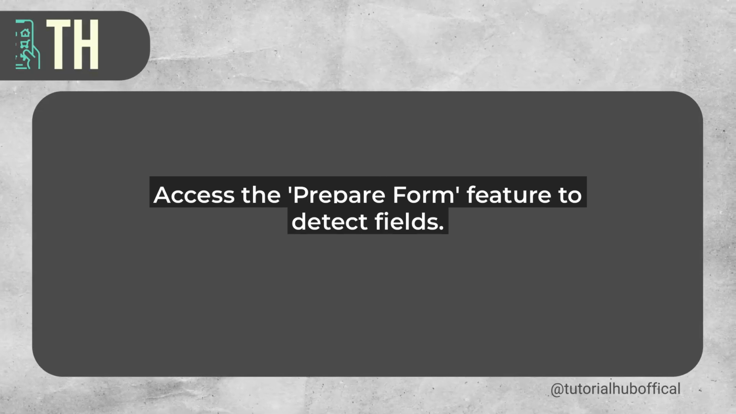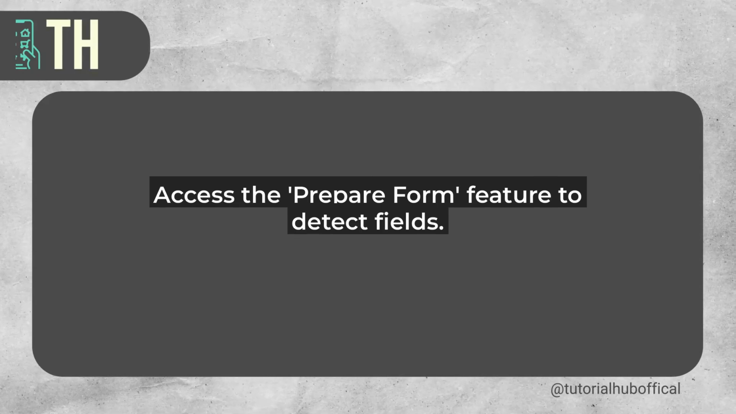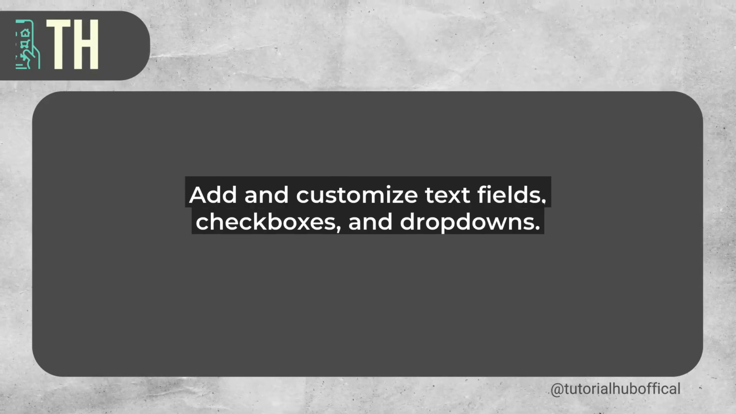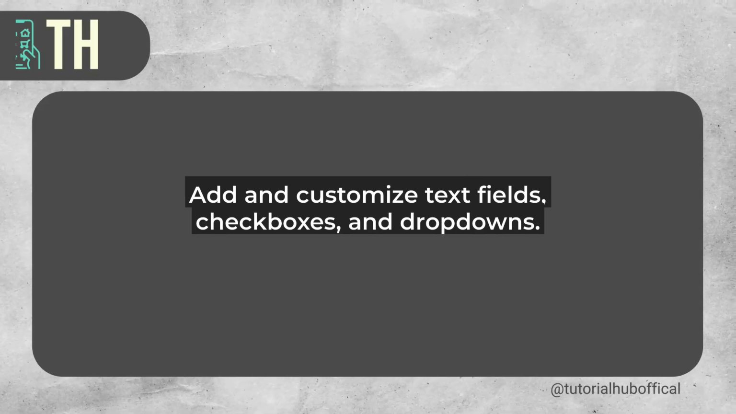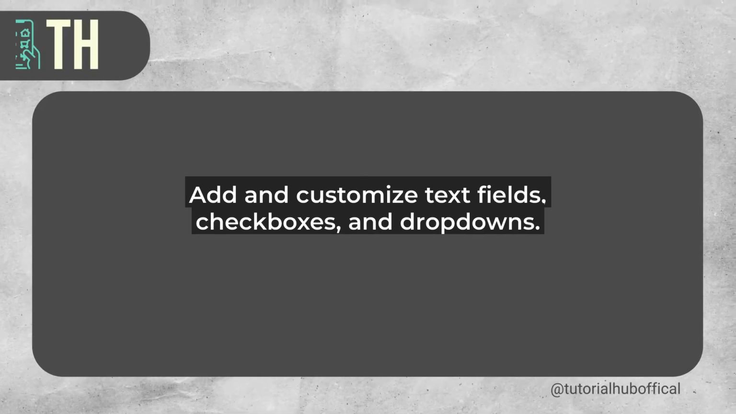Step 3. Add your interactive elements. For text entries, use the Text Field tool. For multiple choices, add radio buttons or drop-down menus. And don't forget checkboxes for yes, no options. Make sure to label everything clearly to guide users.